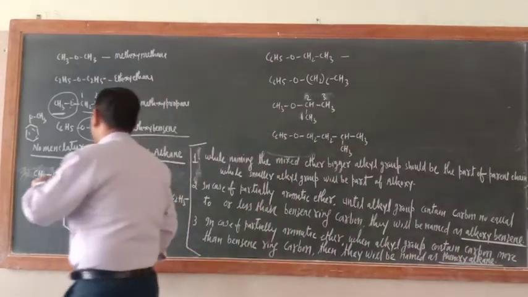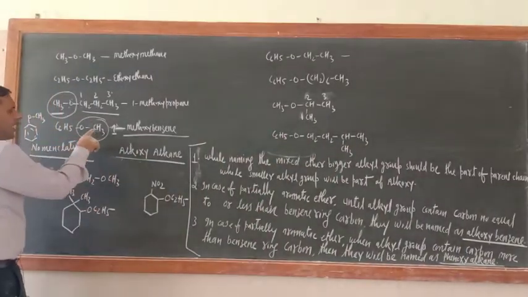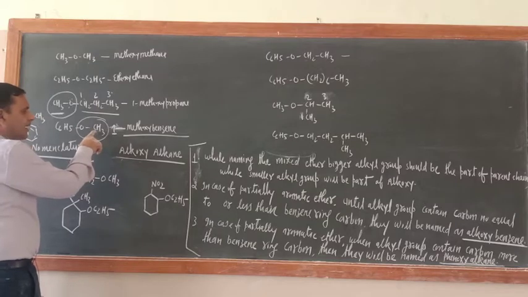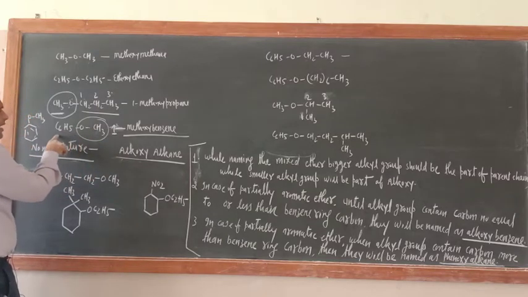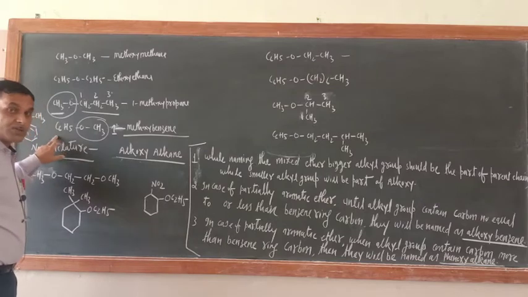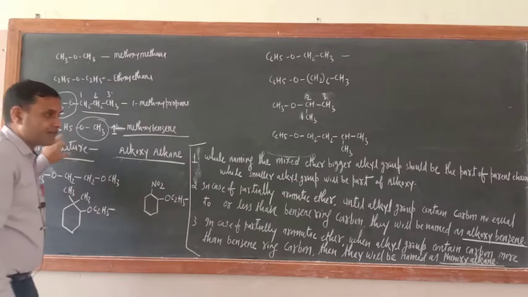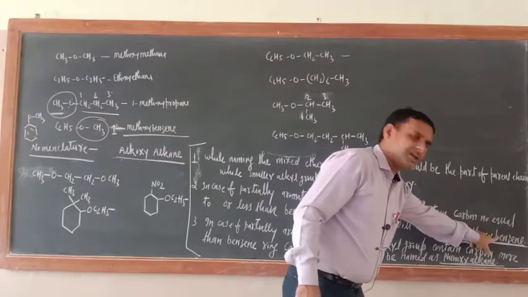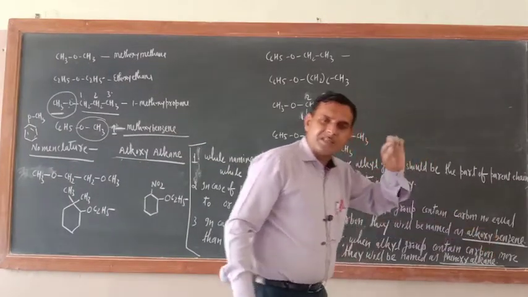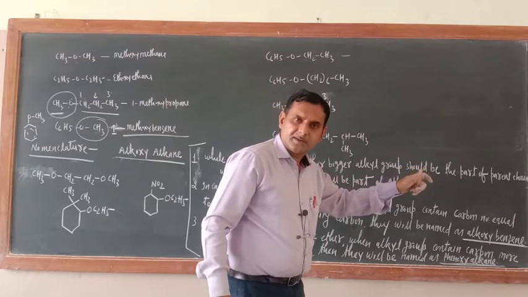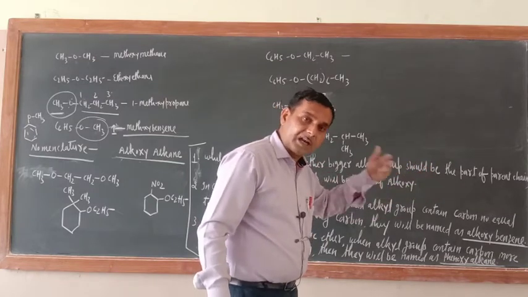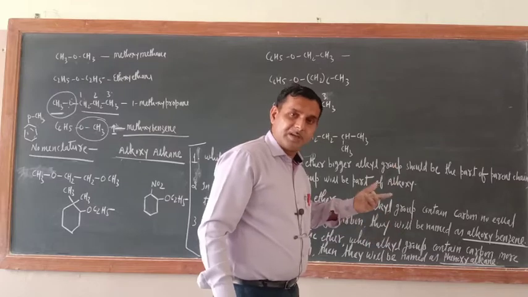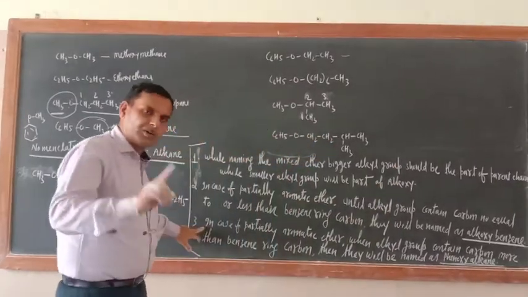So just see here, in this case the alkyl group contains only one carbon atom. In the benzene ring, how many carbon atoms? 6 is there. So until the alkyl group contains carbon number less than or equal to the benzene ring, they would be named as alkoxybenzene. Alkoxybenzene means the alkyl group is the part of the alkoxy group, and benzene will be benzene only. But just see how the rule is changing.